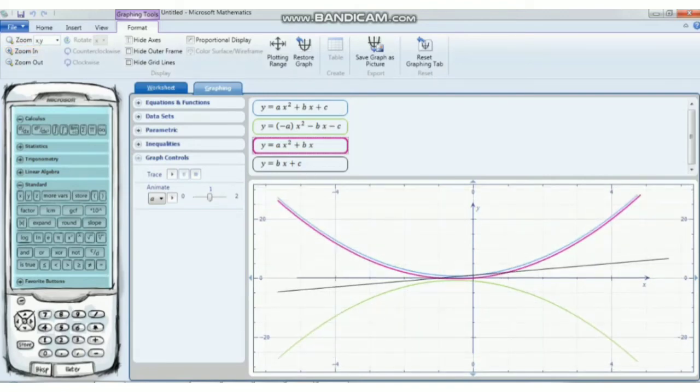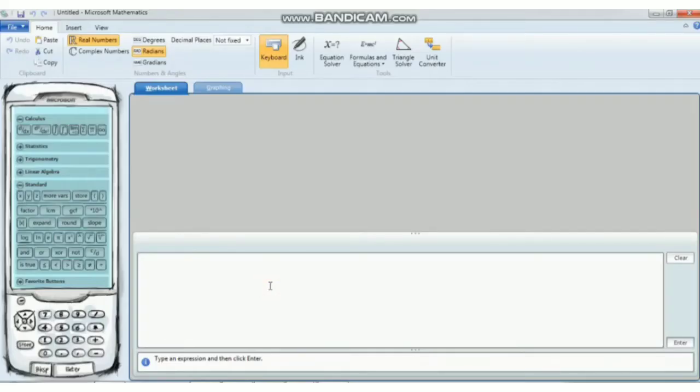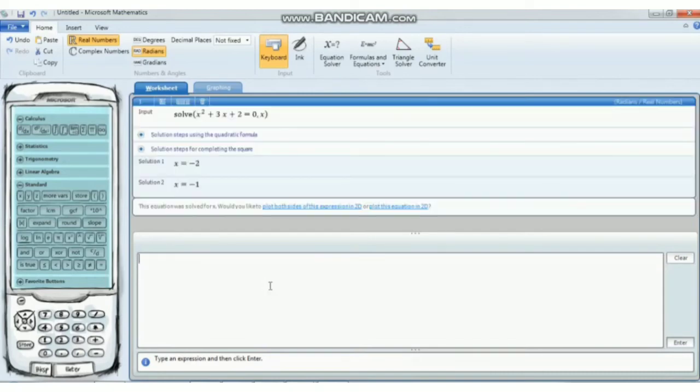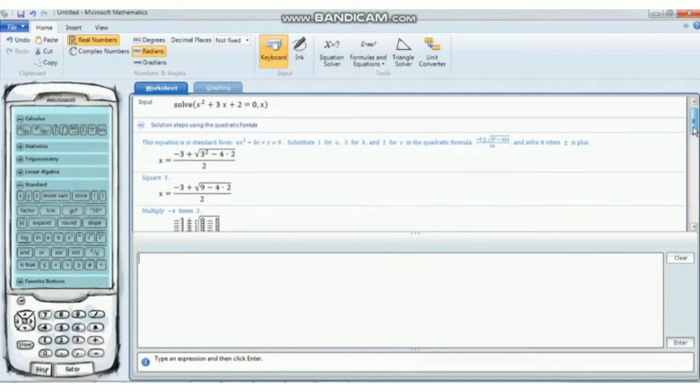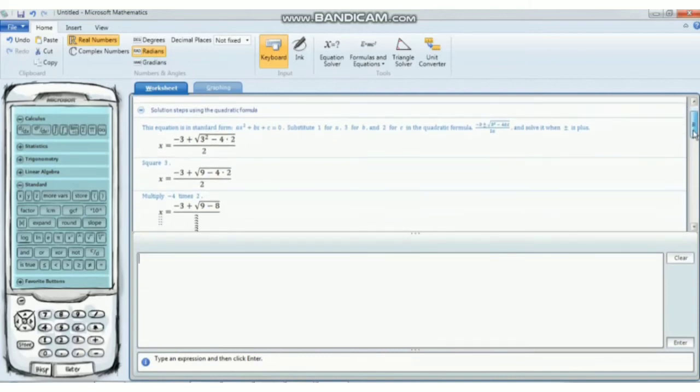So the next is finding x. We write the quadratic equation x squared plus 3x plus 2 equal to 0. Enter. It will be like this. It will display the solution of the quadratic equation. So we can get two solutions of each quadratic equation. The solution is shown step by step using the quadratic formula, which means we use the ABC formula to solve the quadratic equation.